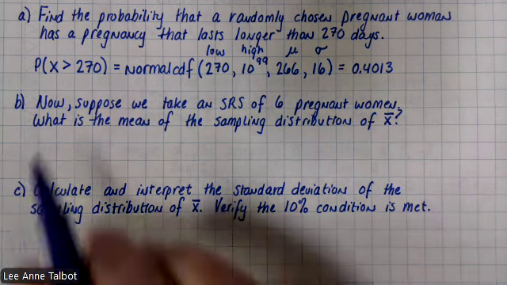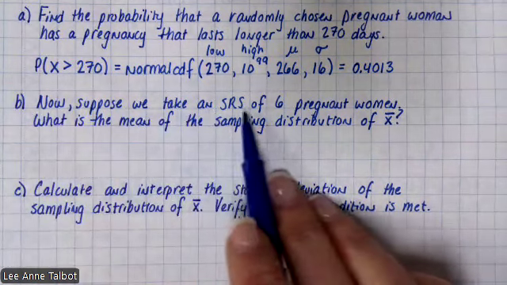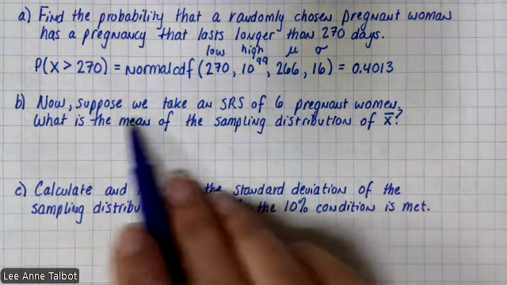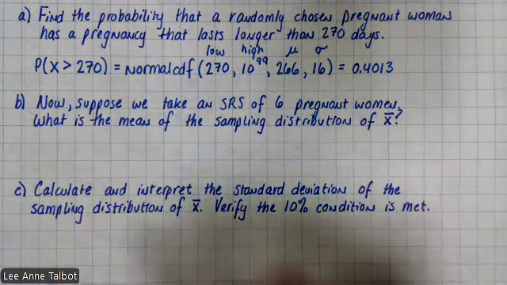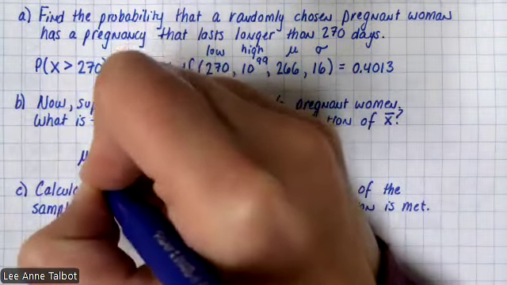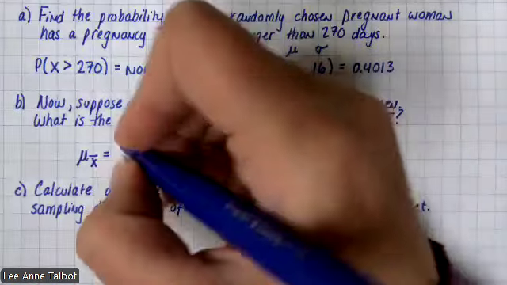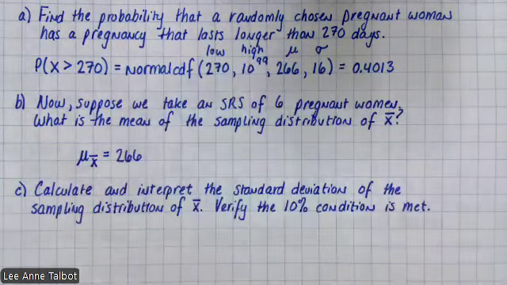Okay. Now, suppose we take a simple random sample of 6 pregnant women. What is the mean of the sampling distribution of X bar? The mean of the sampling distribution is still just the mean.